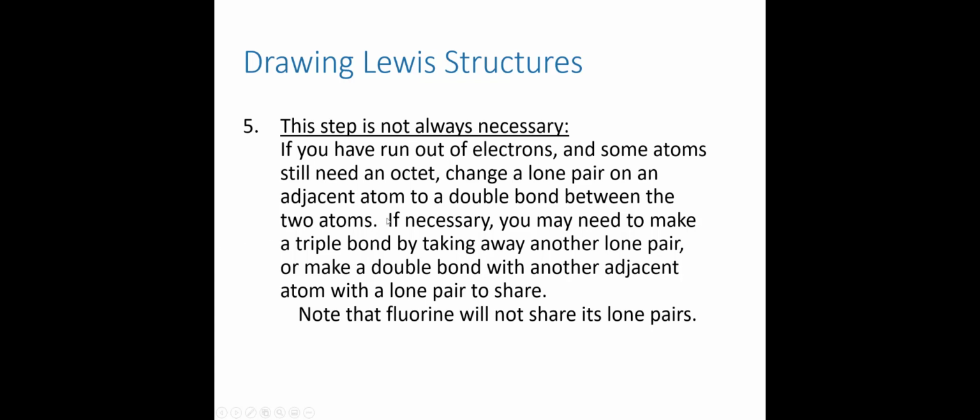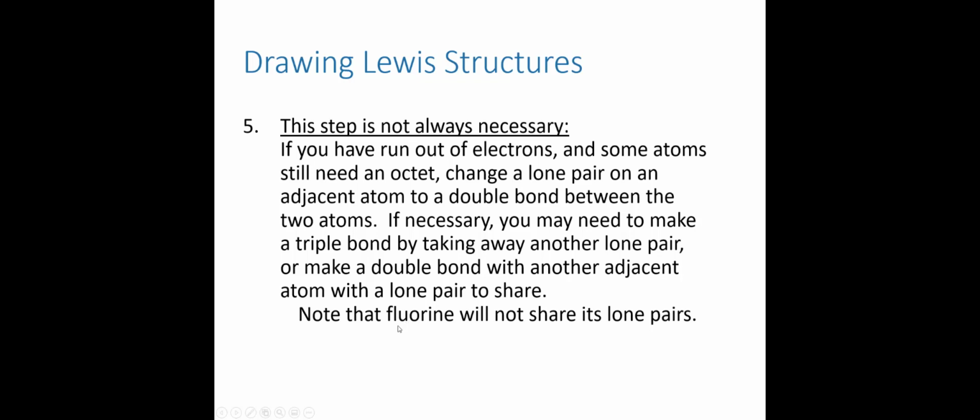Oftentimes, that fixes the situation, and now the central atom has an octet and everything's fine. If that's not the case, then you either make that same atom share another lone pair, if it has it, or if there's another atom next door with a lone pair, you make it share 2. So you can borrow from 2 different neighbors, or just borrow twice from the same neighbor.